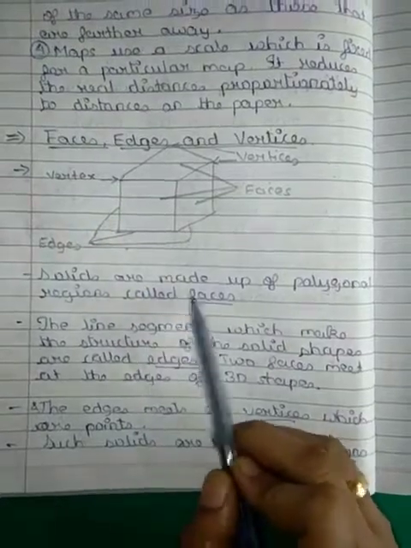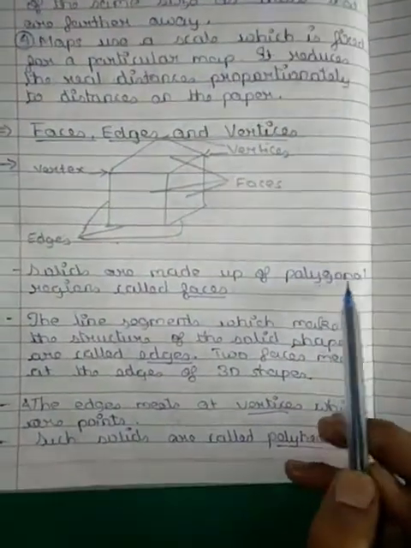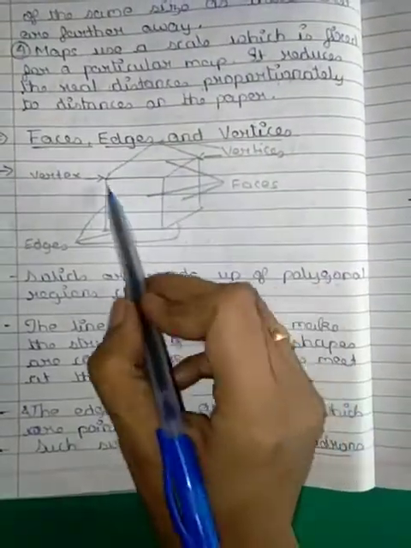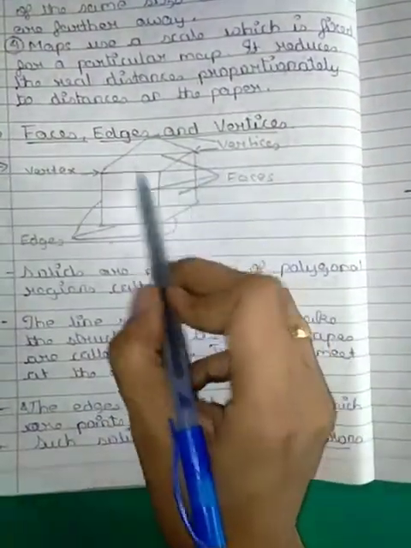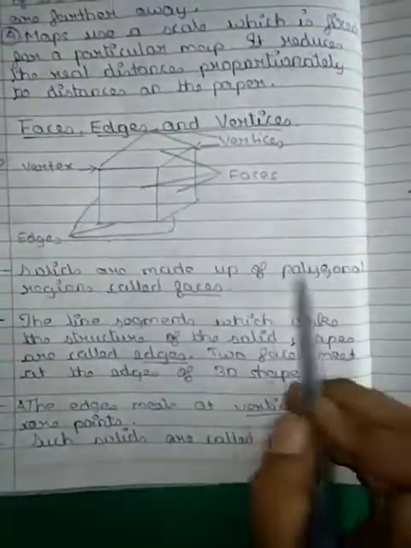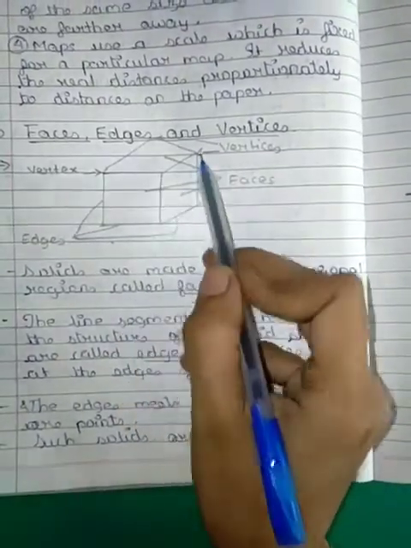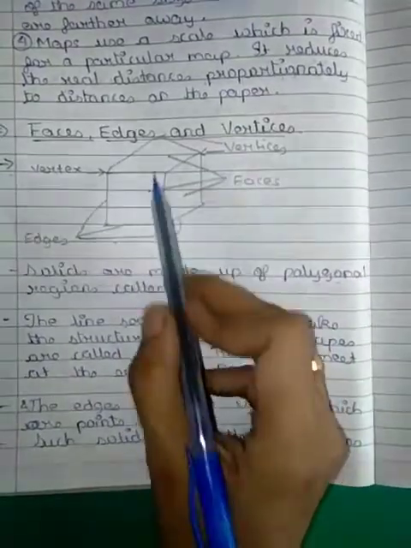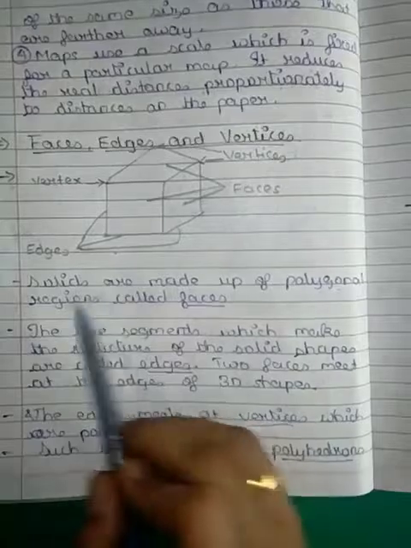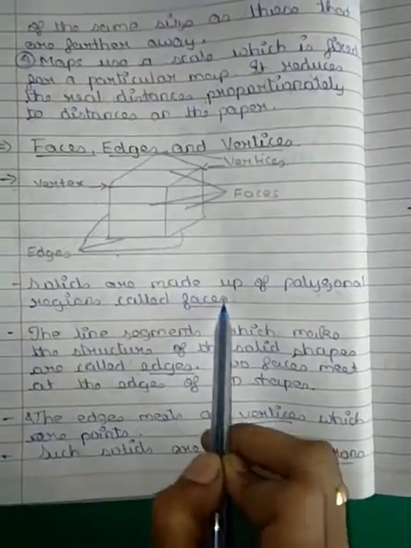Solids are made up of polygonal regions called faces. So what are the polygonal regions of a cube? These are the square shaped polygons. These are known as faces. These are known as 1, 2, 3 and 4, and top and base. So there will be 6 faces. So solids which are made up of polygonal regions are called faces.